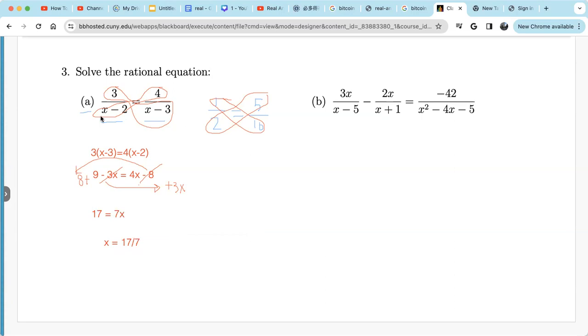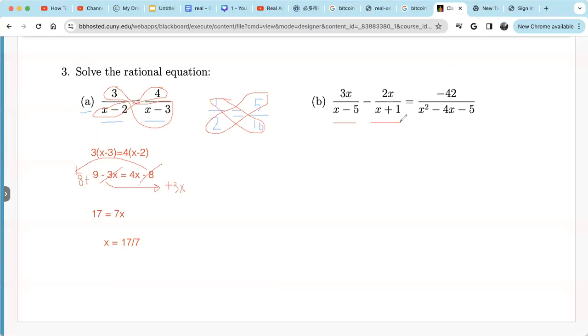So for this one, because we only have one rational expression on each side, we can apply cross multiplication. Now B is different. We won't be able to do that, right? In B, we see the left-hand side, we have two terms. On the right side, we also have two terms.